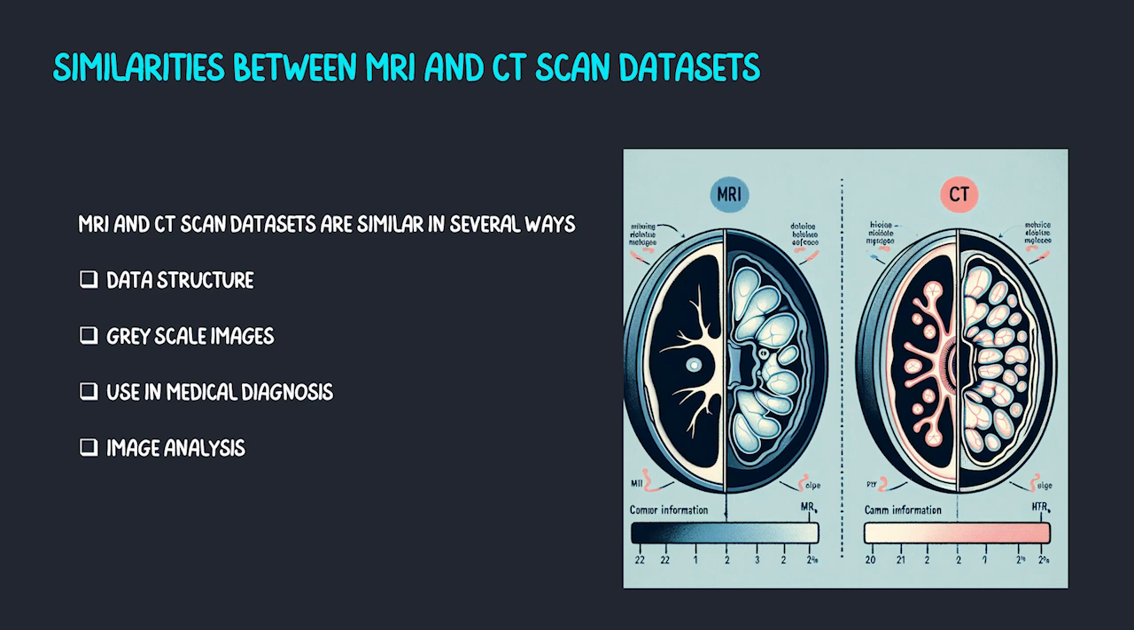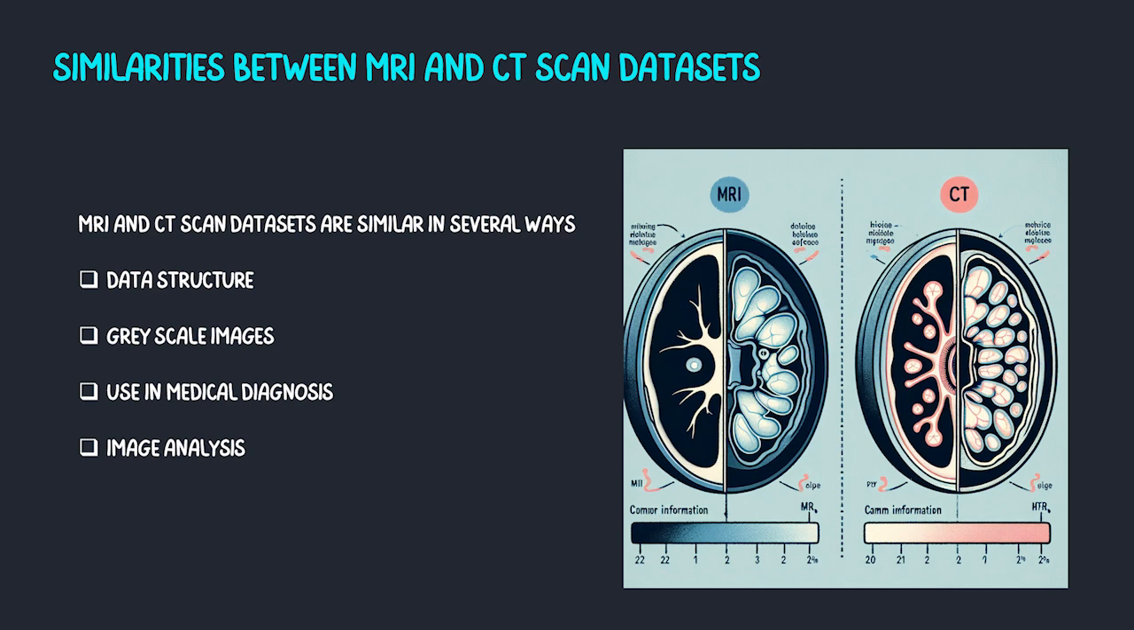Similarities between MRI and CT scan datasets. MRI and CT scan datasets are similar in several ways. 1. Data structure. Both MRI and CT scan datasets are typically structured as 3D volumes, where each volume is composed of a stack of 2D images.